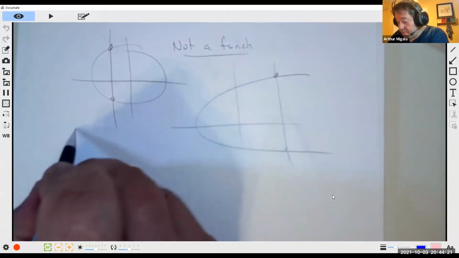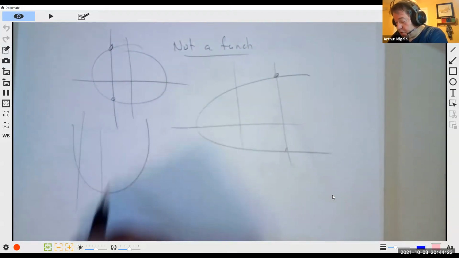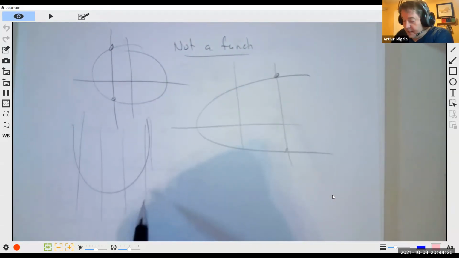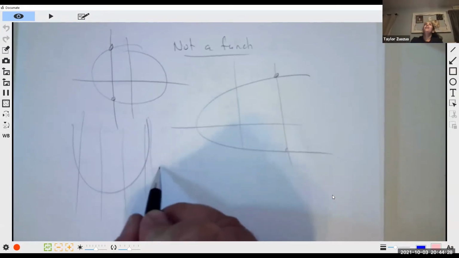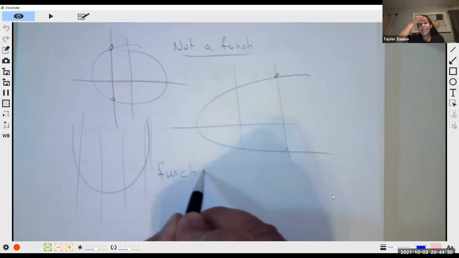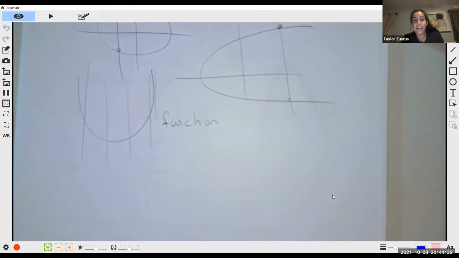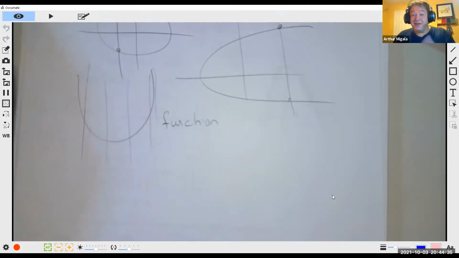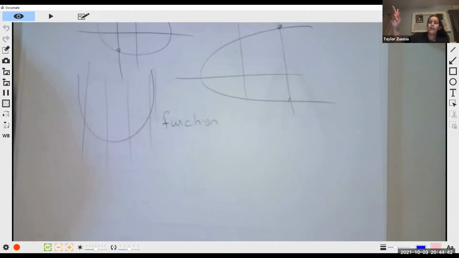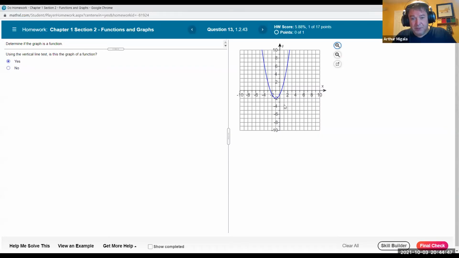But a parabola, I can draw all the vertical lines I want, and it's never going to touch more than once. So this is a function. Oh, okay. Math is so opposite of everything. A lot of people think so, but once you see it this way, that's why I say look at the graphs. Look at the vertical lines. Like this one here, at 1, it goes all the way up and only crosses once. At 2, it only crosses once. That's what the vertical line test is all about.